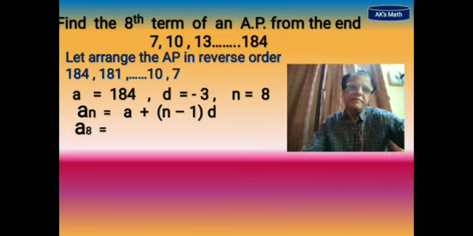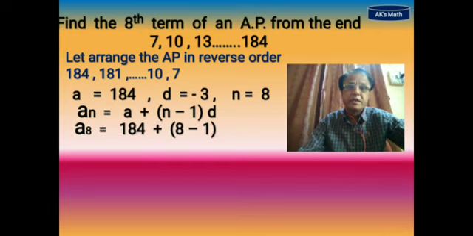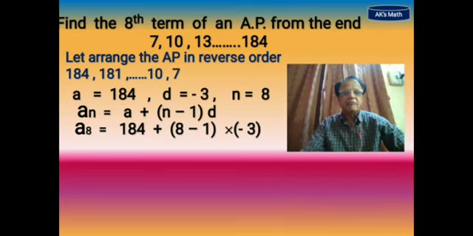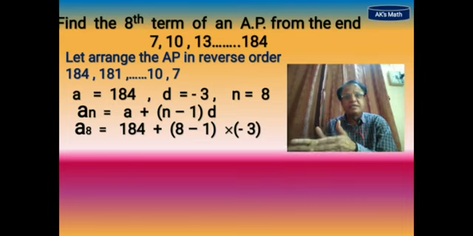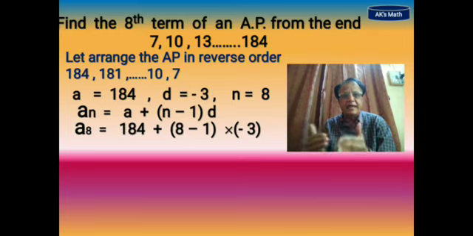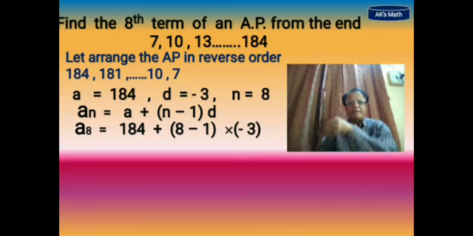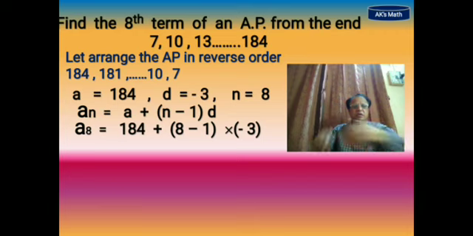ये बहुत ही काम की चीज है स्टूडेंट, इसको ध्यान में रखो. A in place of A, 184 plus 8 minus 1 into D, means into -3. Here D is -3 because we arranged the AP in the reverse order. In the original AP, D is +3 because the AP is in ascending order. So after arranging the terms, A is equal to 184, D is equal to -3, and after keeping these in the general formula, it becomes like this, which is shown on the screen.